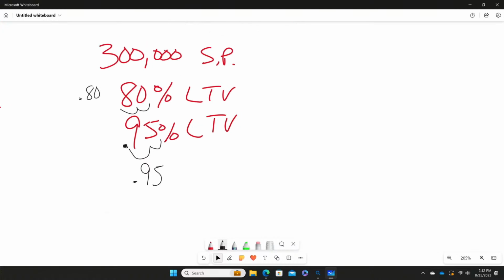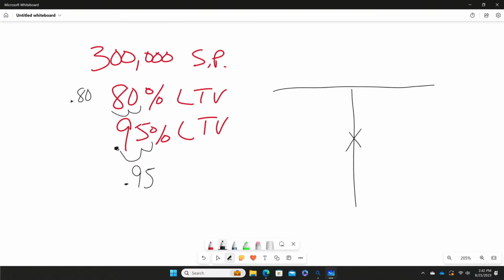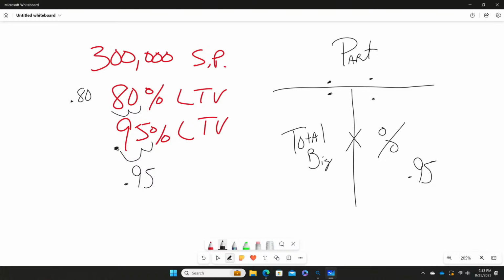In this case, there's a T problem. Put your mathematics on there. That's the part. Total. And this is percent. We know percent. If it's 0.95, we'll plug that in. Do we know the total? Yes, it's the bigger number. We're trying to solve for the down payment, which is the smaller number. Or pardon me, we're trying to solve for the loan amount, which is always going to hopefully be smaller than the sales price. That's the bigger number.